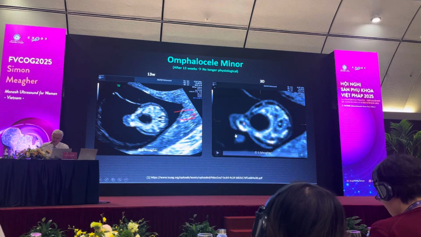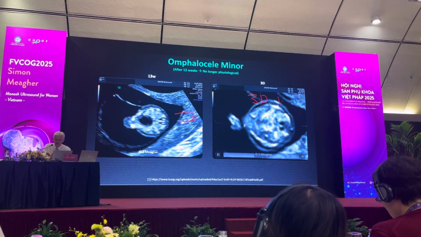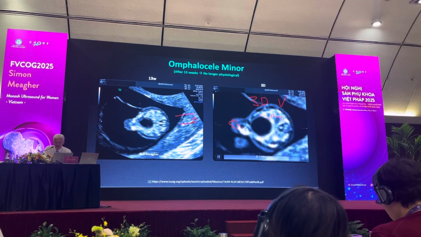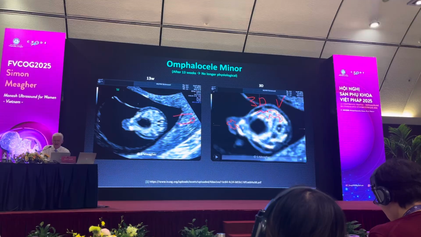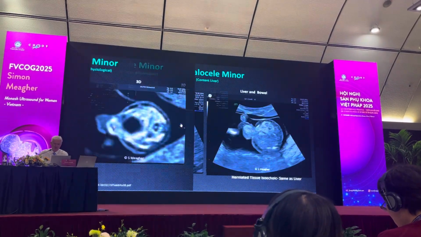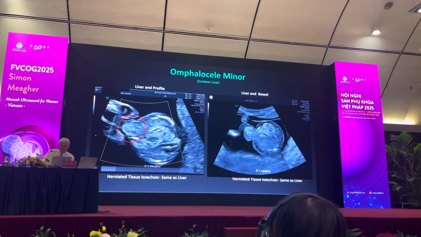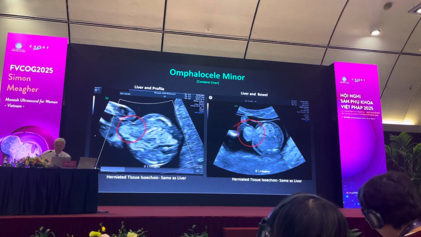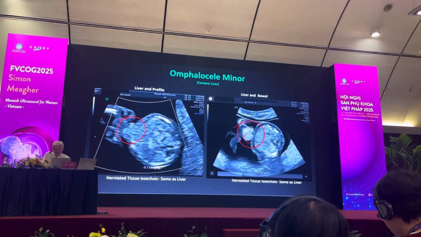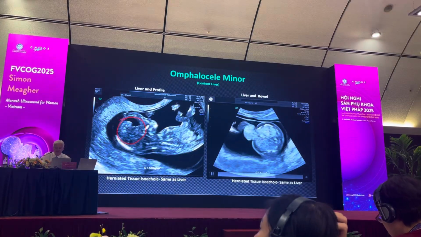And it can be a single loop of bowel, and 3D with VCI will help you make sure, because you can track the outline of bowel, and it looks exactly the same as the outline of bowel in the abdomen, whereas liver is more isoechoic or hypoechoic. This, I know, is a liver herniation. And this is both liver and bowel, because I can use 3D VCI. I can see this is the liver, and this is the bowel above it, by using 3D technologies.